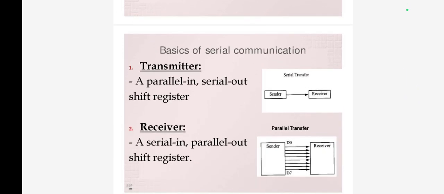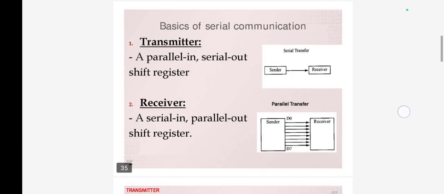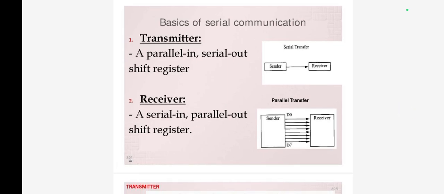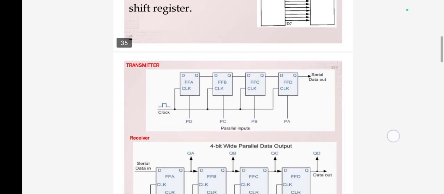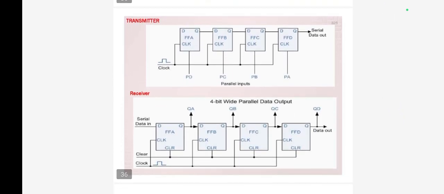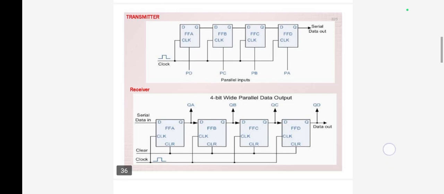And basics of serial communication. As we can see, the transmitter and the receiver should be there to establish any communication. Serial transfer and parallel transfer: based on how the data is being transmitted, it is classified. You can see the example for the transmitter and the receiver, how the data are transmitted and received.